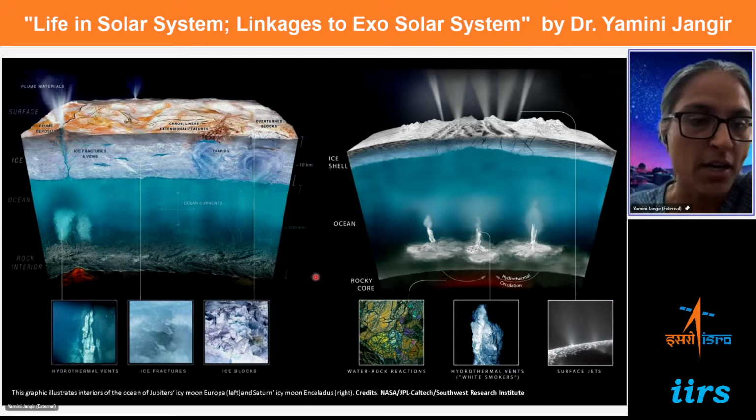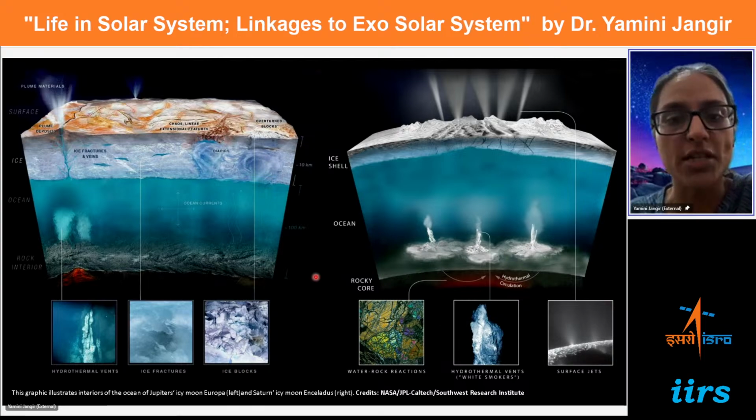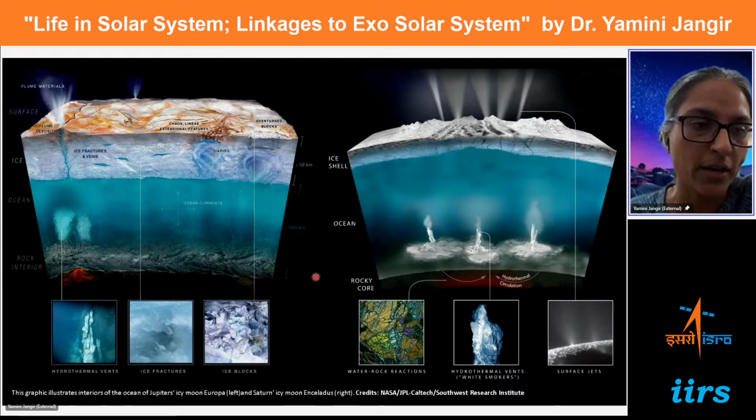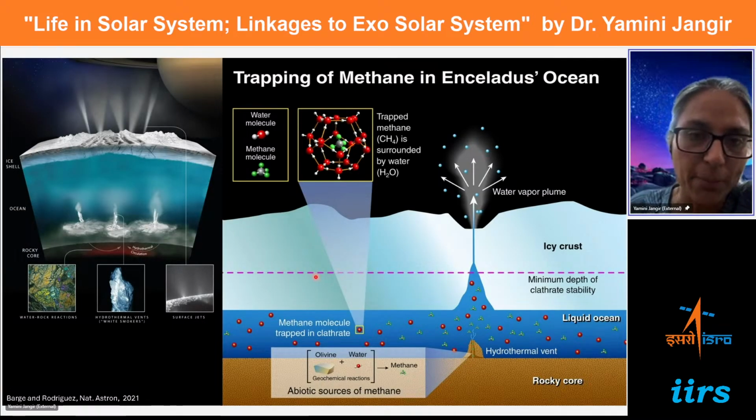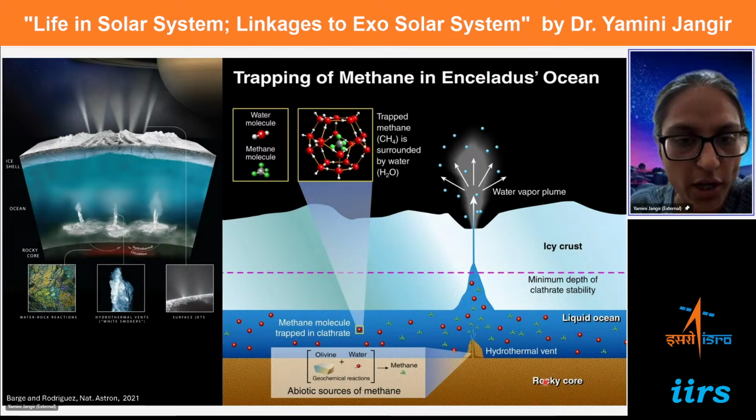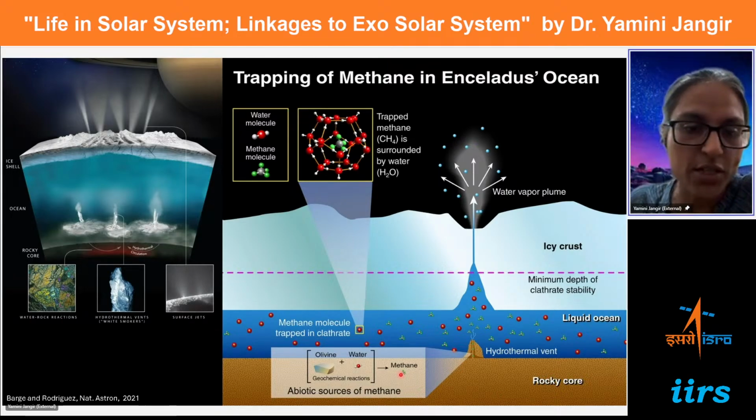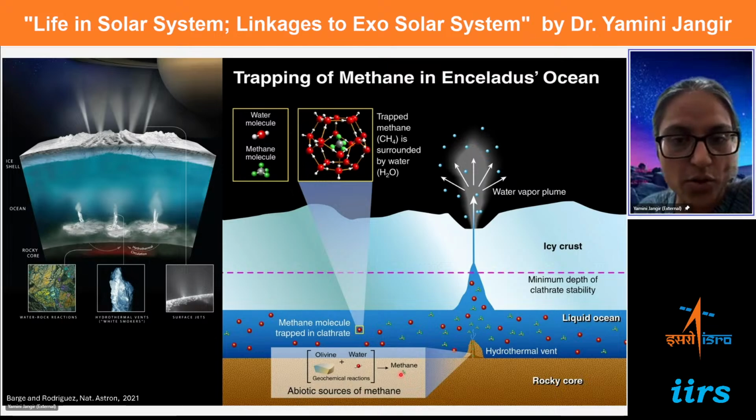So NASA is sending the Europa Clipper mission, where they are going to incorporate some radar instruments to see how deep the rock and water profile could be, and whether they can map any gases coming out from these environments using mass spectrometry. So one hypothesis is that the olivine and water which could be present in the rocky core can produce methane, which is probably an abiotic source of methane.